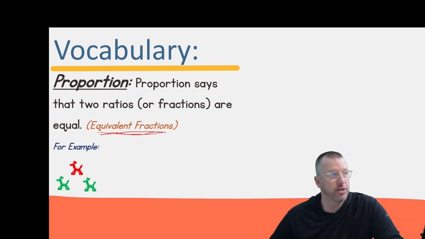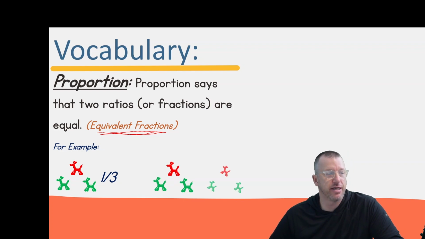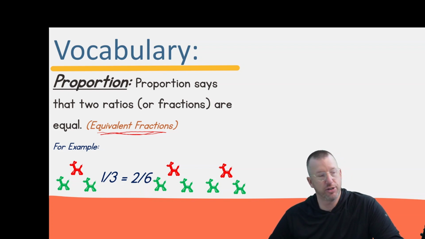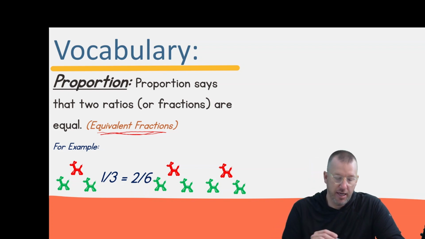So let's look at this ratio, which we've used in an old video. We have balloon animals that show a ratio of 1 red out of 3 total. And then we also have this scenario here where we have 2 red out of 6 total. So it's part to whole comparing part to whole. Okay. And in order for this to be a proportion, they have to be equivalent.